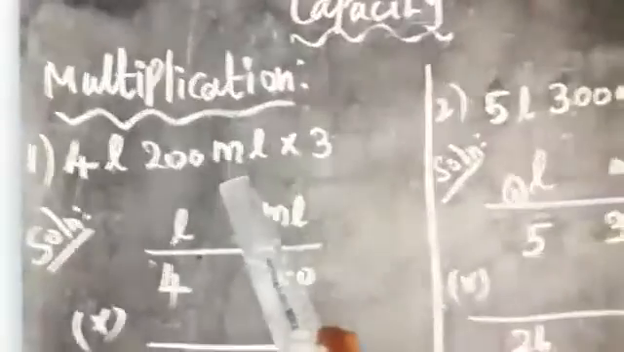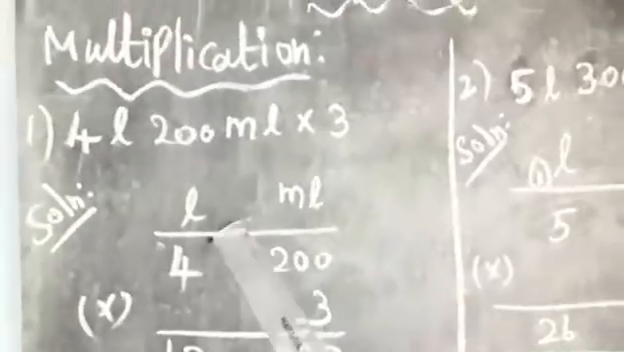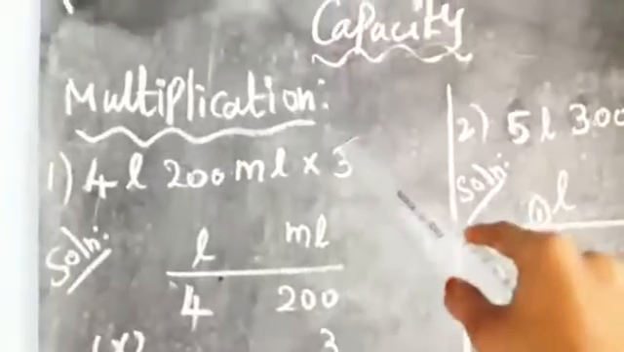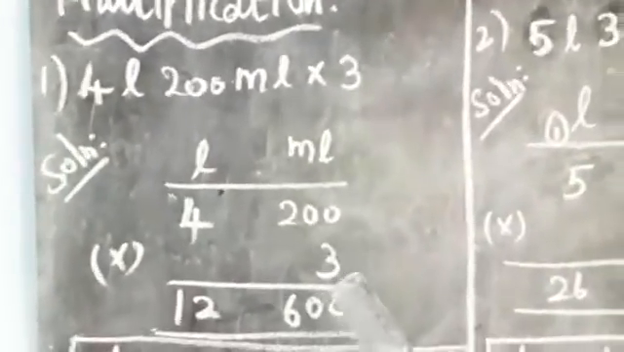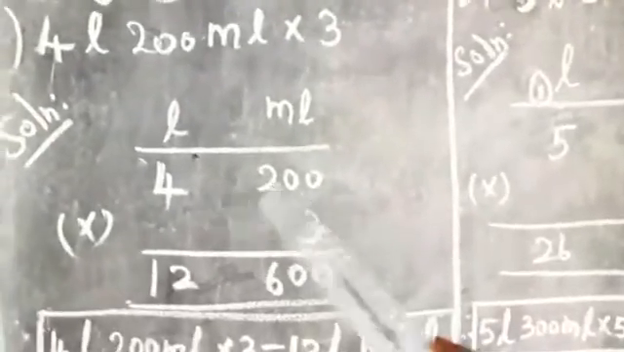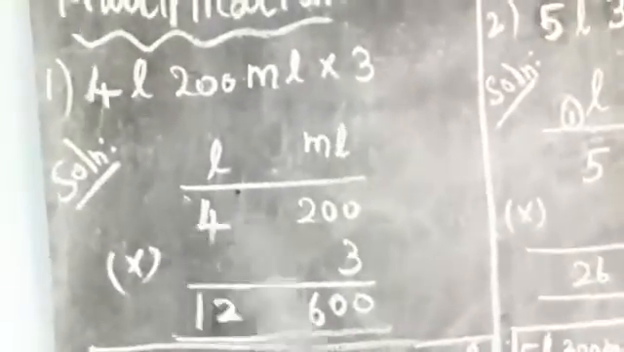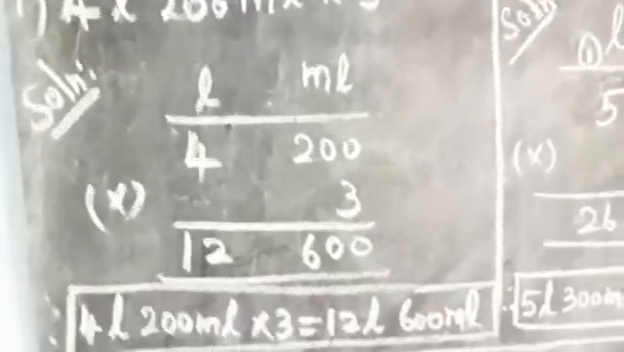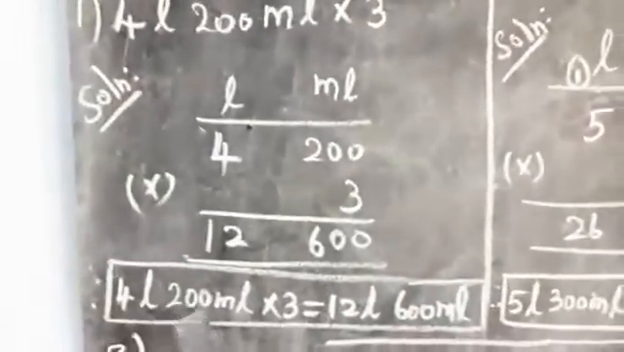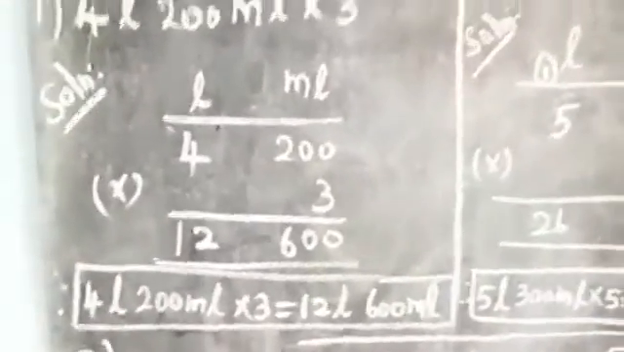4 liter 200 milliliter into 3. Just write a solution. Here liter and milliliter will be there. So first you have to write liter and milliliter. 4 liter 200 milliliter, we can multiply by which number? Yes, 3. Do you know the 3 tables? 0 3s are 0, 0 3s are 0, 3 2s are 6. Then 3 4s are 12. So you have to write the number 12 in liter. Therefore, first you have to write the question: 4 liter 200 milliliter into 3 is equal to 12 liter 600 milliliter.